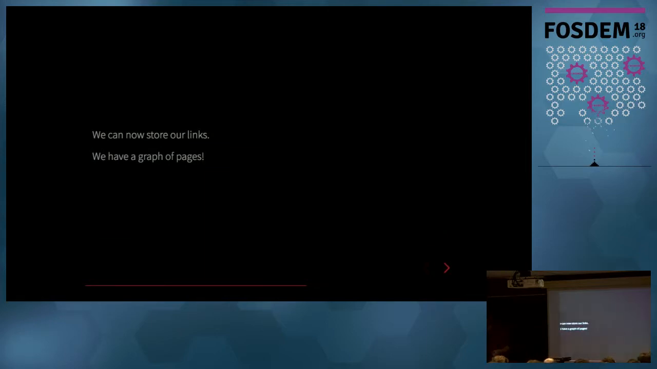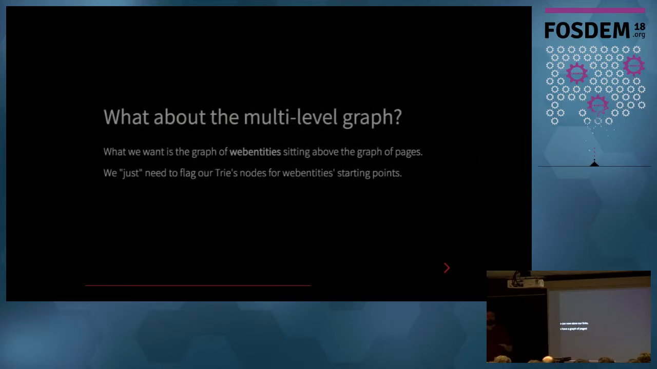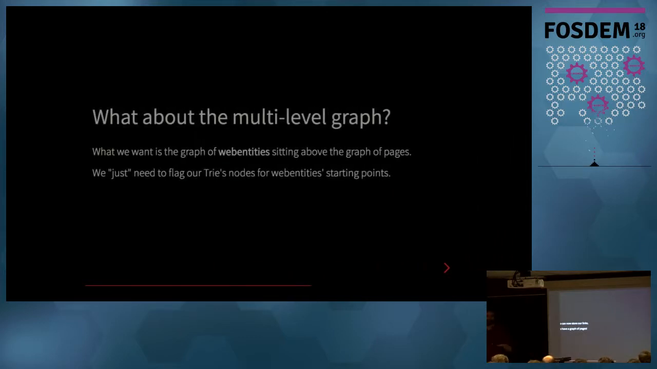Quite simple. So now we can store our links. So we have a graph of pages. So we have the tree of LRUs. We have the graph of pages. So we have a Traph. So what about the multi-level graph?